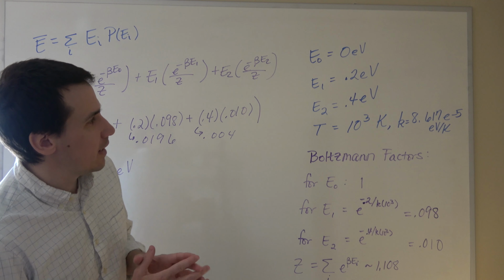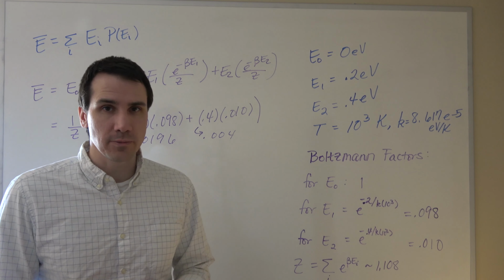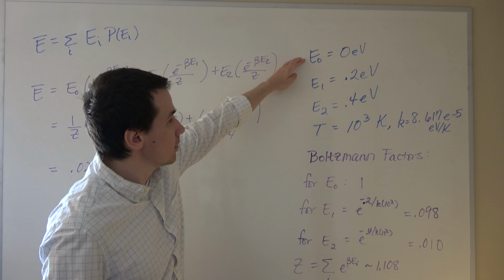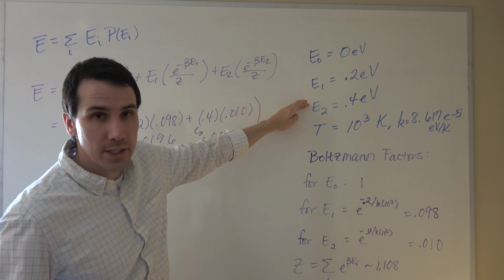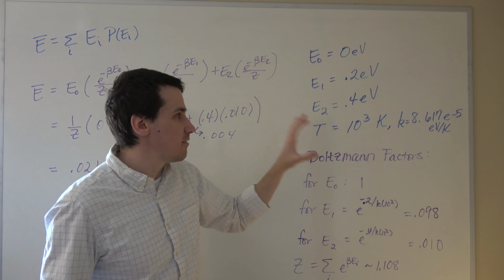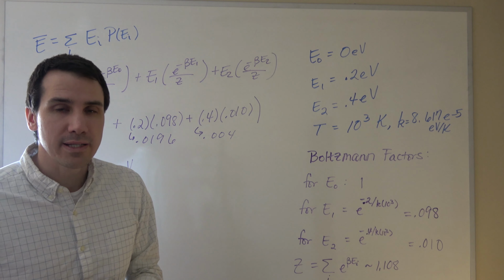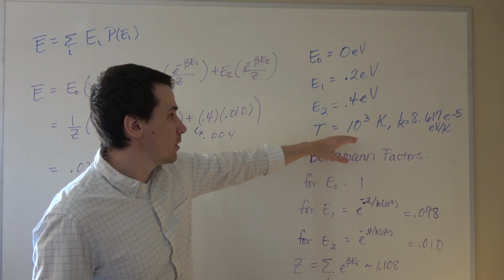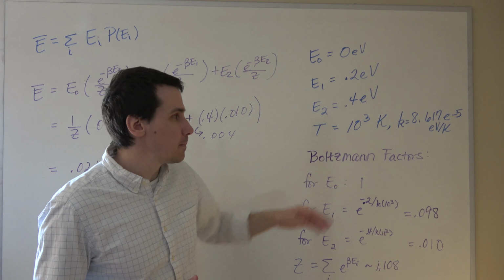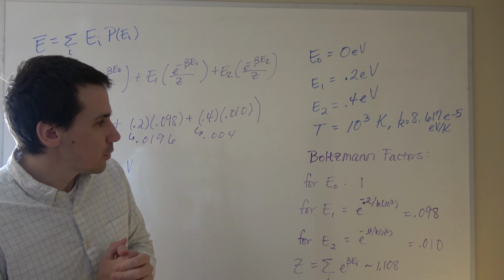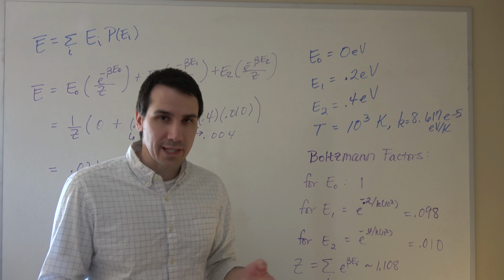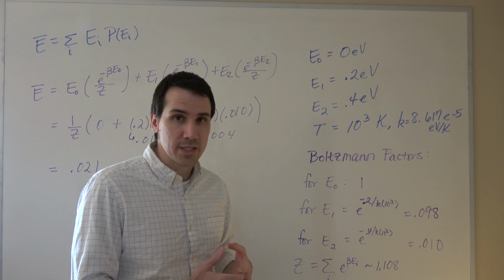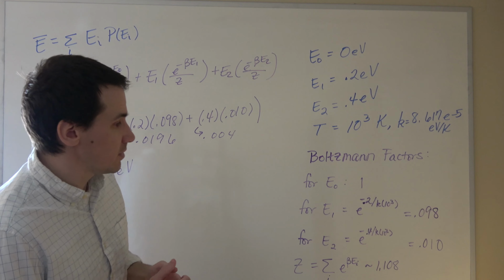So imagine that we have atoms which have 3 available energy states. They can be in the lowest energy state, E1 or E2, which have these values. And let's imagine that these atoms are in equilibrium at a temperature of 1000 Kelvin. Okay, so the first thing that we're going to do is calculate the Boltzmann factor for each of these energy states using the given temperature.